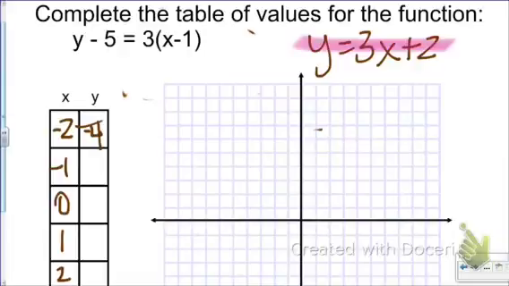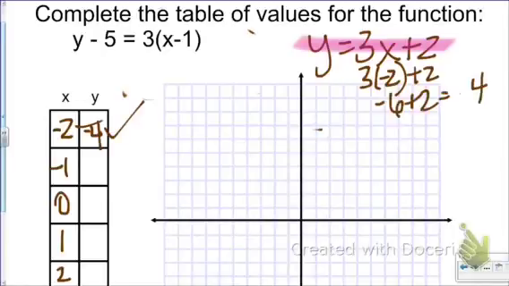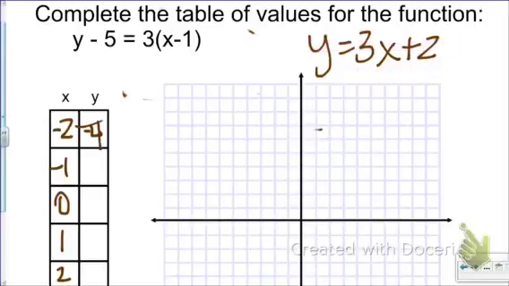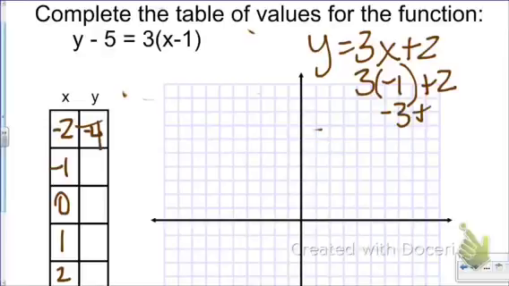All right, if we use this one, because if x is negative 2, 3 times negative 2 gives me negative 6. Negative 6 plus 2 gives me negative 4, which is what we got before. Just a little bit easier way to solve that. Let's go ahead and solve all of them. Times negative 1, and you can just put this in your calculator if you want. 3 times negative 1 plus 2, that's negative 3 plus 2, which is negative 1.